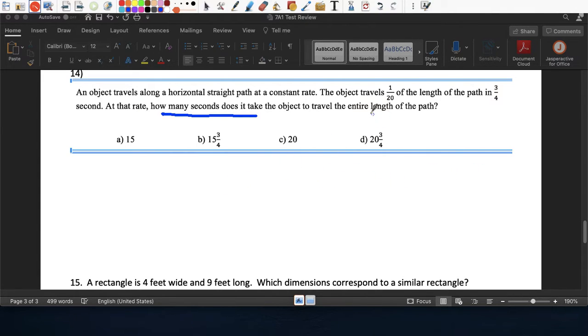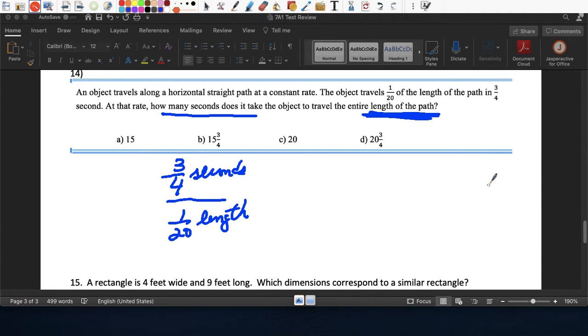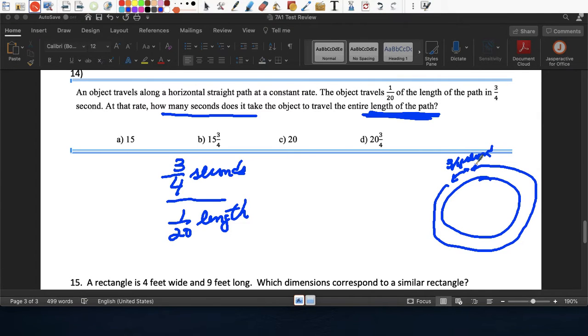The whole length would be like one lap around something, right? So that's what we want to write in the denominator. We're going to write it this way: 3/4 of a second. So not even 1 second to go 1/20th of the length. Imagine it was a circular thing, and this is whatever is traveling. They can travel this much in 3/4 of a second. How long will it take to do one full lap around? So think of it that way.